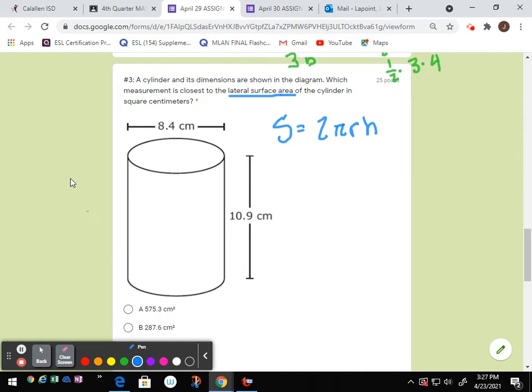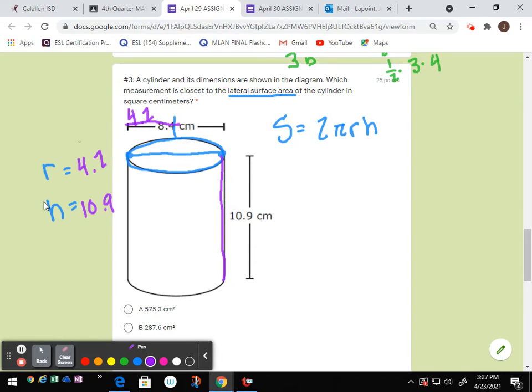So we need to know our radius and our height so that we can plug them into our formula. Our radius is always half of our diameter. When we look at our base, which is in the shape of a circle, we see 8.4 goes from one side of the circle to the other side, so we only need half of it. Half of 8.4 is 4.2, so our radius is 4.2. From one side of the circle to the center is 4.2. And our height goes from our bottom base all the way up to our top base, which is 10.9.